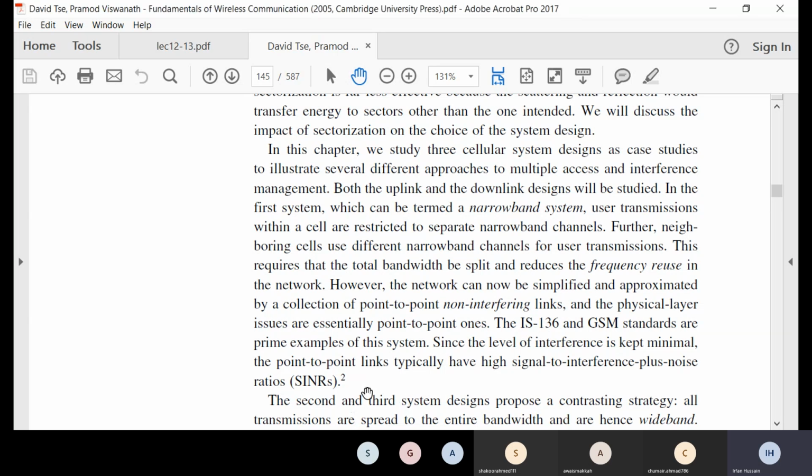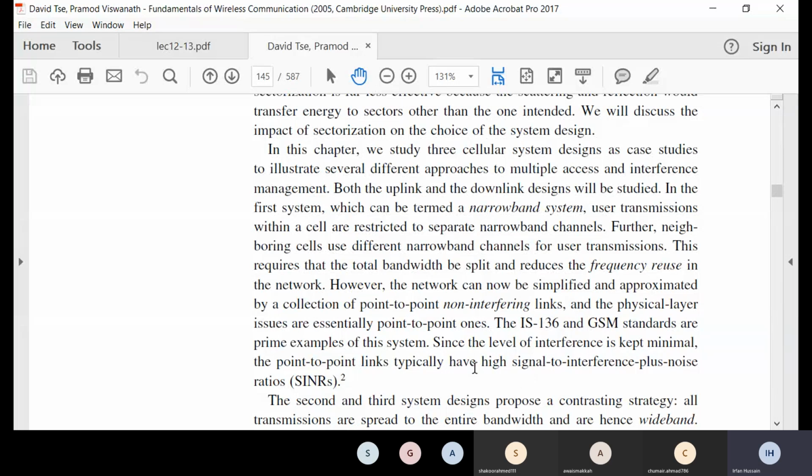All right. So placing them far apart in frequency, for frequency reuse, means you will actually have point-to-point non-interfering links. So there will be no interference. An example is the famous GSM system. So they have a very high signal to interference plus noise ratio.